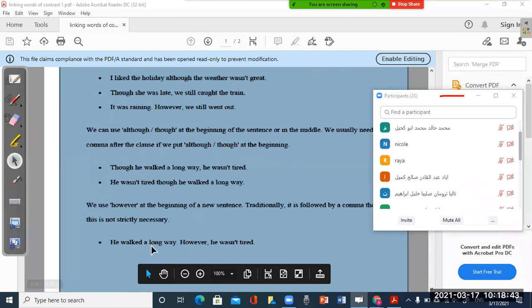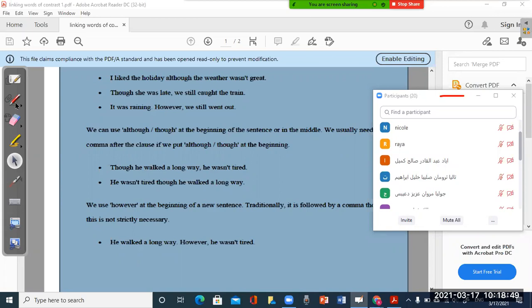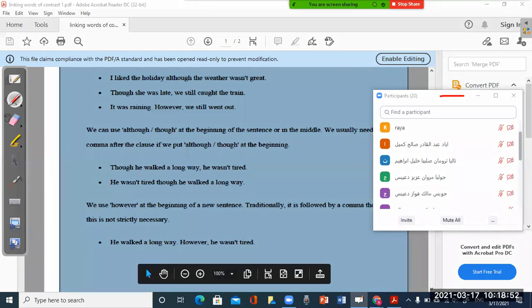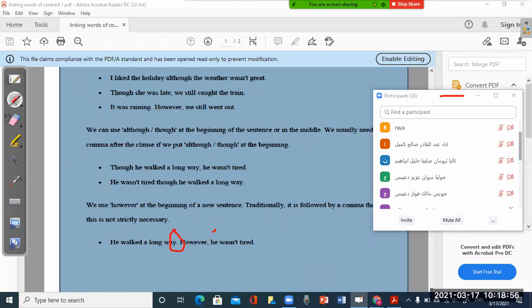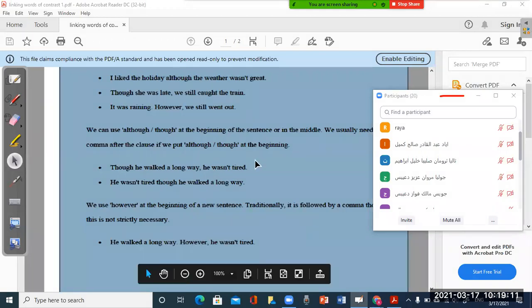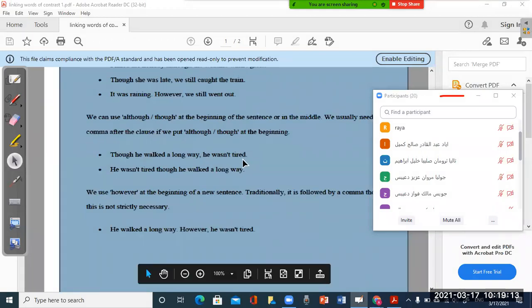Now, at the bottom here, he walked a long way, however, he wasn't tired. So you need to put it at the beginning of the new sentence. There is a full stop here. And the comma here, it's not necessary, but you can use it. So, however, it is different with the punctuation if you look at it. Full stop and comma, and you can leave out the comma if you wish. Now, that's the end of the explanation, we move to the activity.